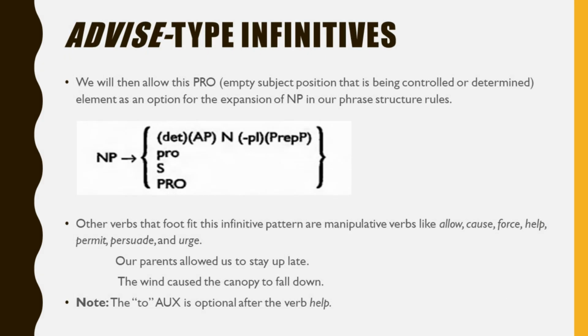We will then have to allow this pro element, or an empty subject position whose identity is controlled or determined, as an option for the expansion of noun phrase in our phrase structure rules. So, noun phrase consists of determiner, adjective phrase, noun that can be maybe plural, and prepositional phrase. Other verbs that fit this infinitive pattern are manipulative verbs like allow, cause, force, help, permit, persuade, and urge.